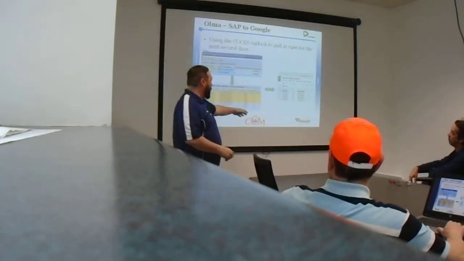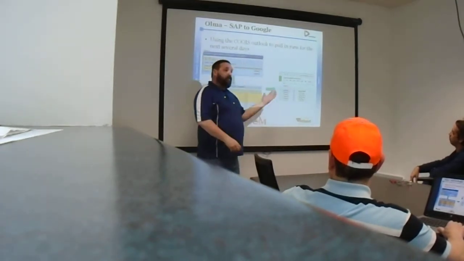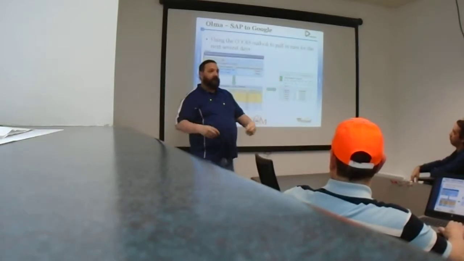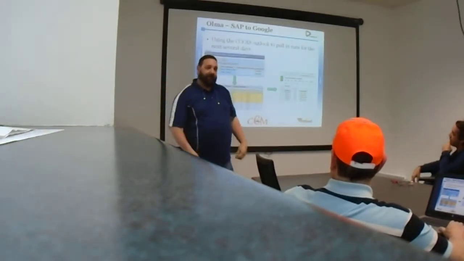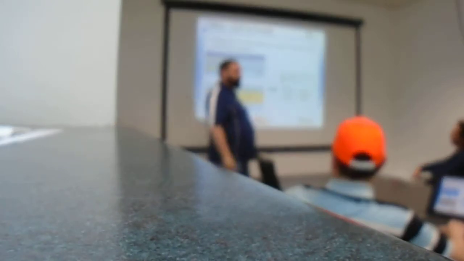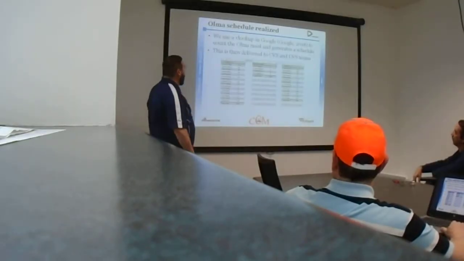Once it's in Google, it does a breakdown. Okay, these are all the different models. For those models, these are the doors we make, and then for the doors we make, these are the blanks we make, and these are the parts that we need to make in the press room. So it all cascades down.